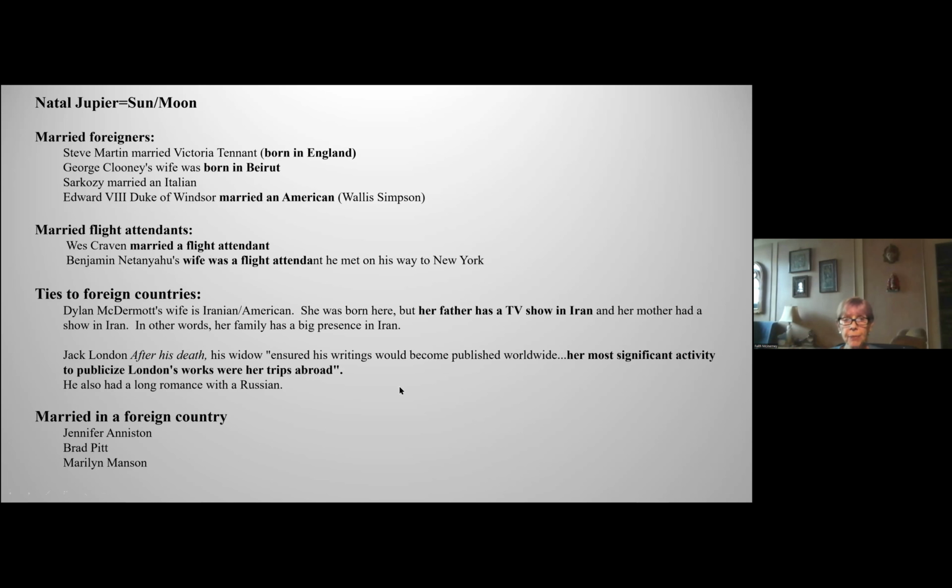Now, this is interesting because the event happened after the person died. So Jack London had the natal picture, and after he died, his widow wanted to make sure that his writings were published worldwide, and her most significant activity to publicize his works were her trips abroad after he died. Is that common? It's not. But just to say, it happens. And he also had a long romance with a Russian.